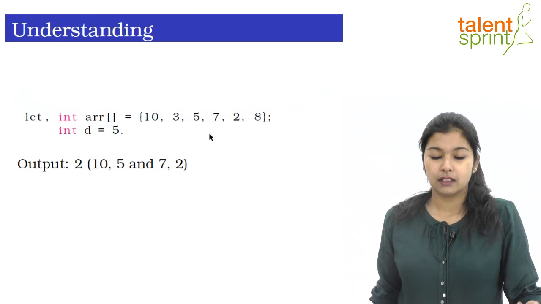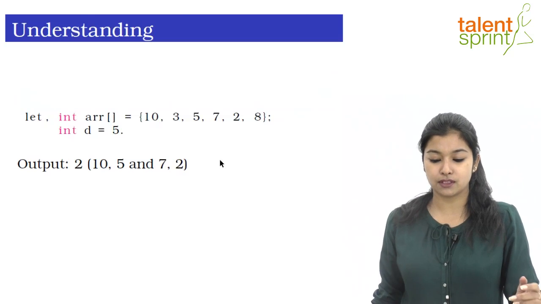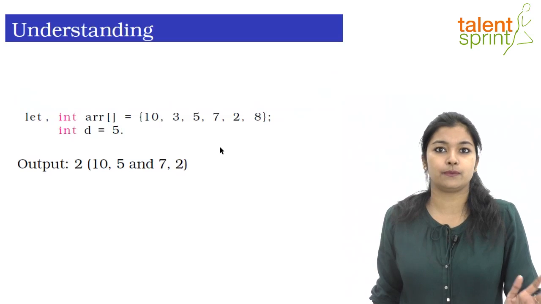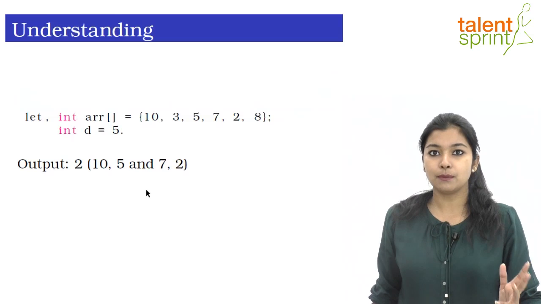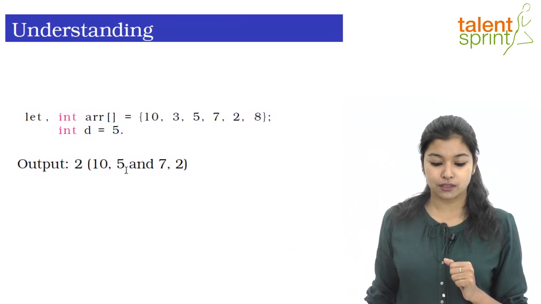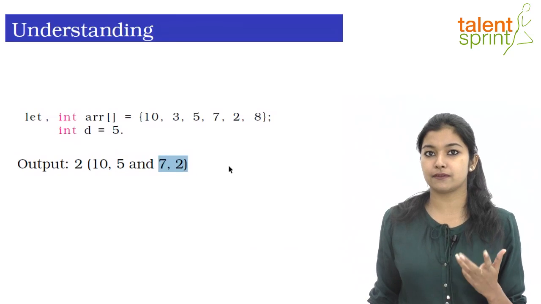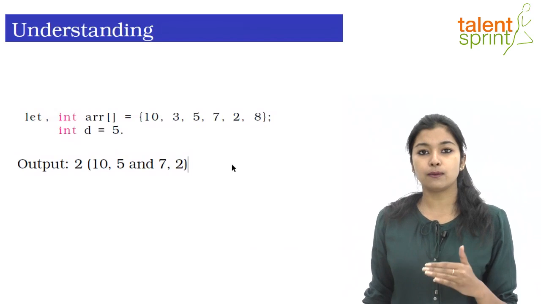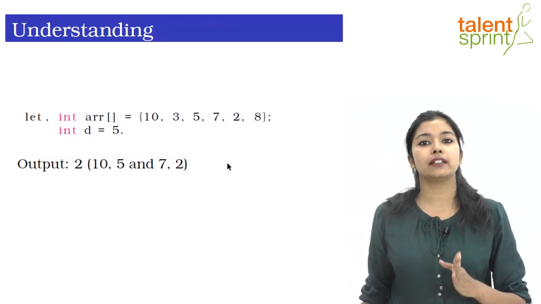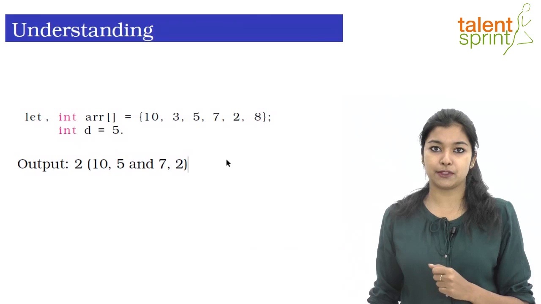So let's start. Let's say we have an array as shown on the screen with values 10, 3, 5, 7, 2 and 8. And the difference that you have to check for is also given to you. Let's say it's 5. So the number of pairs that should come as an output from your program should be 10 and 5, as the difference is 5, and 7 and 2, as the difference here also is 5. Likewise, given an array and a certain difference amount, you have to find all the possible pairs in the array that give the same difference.